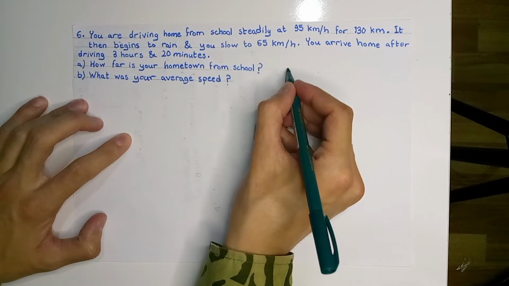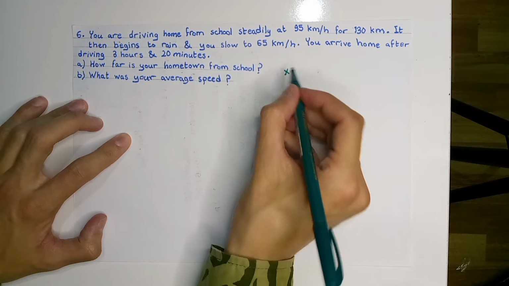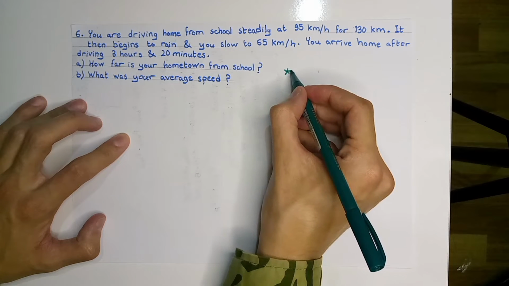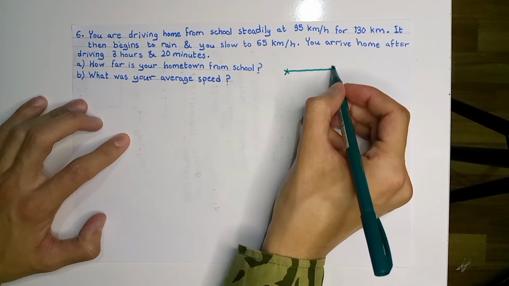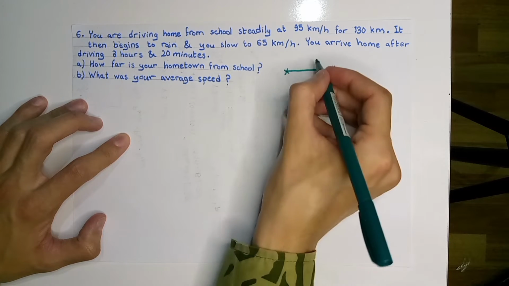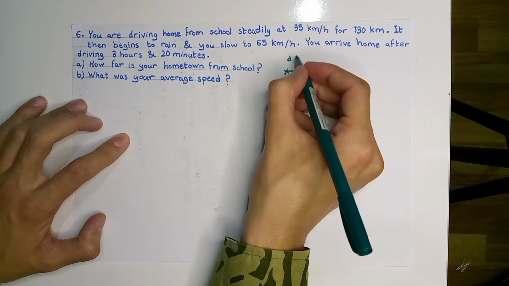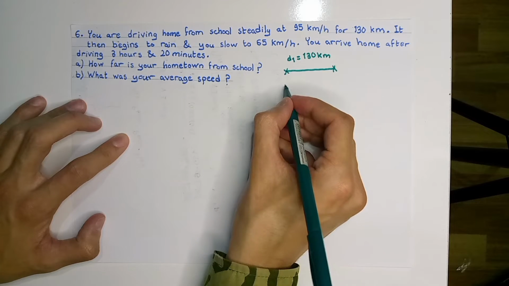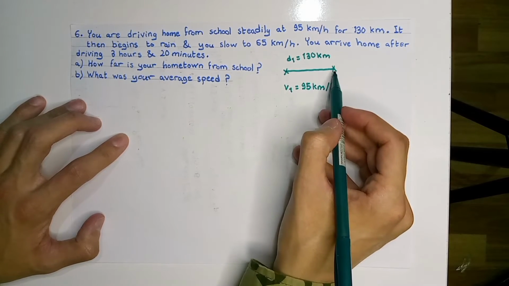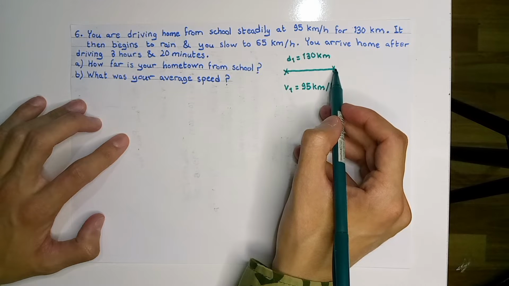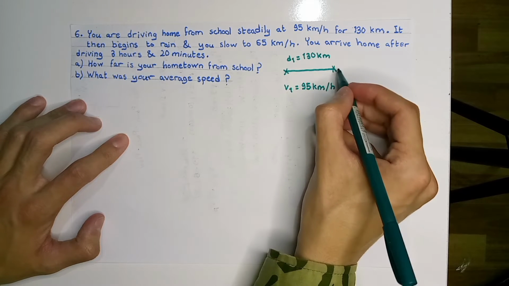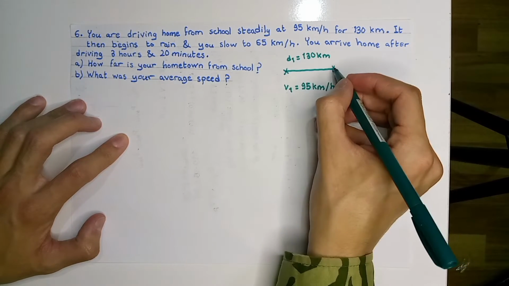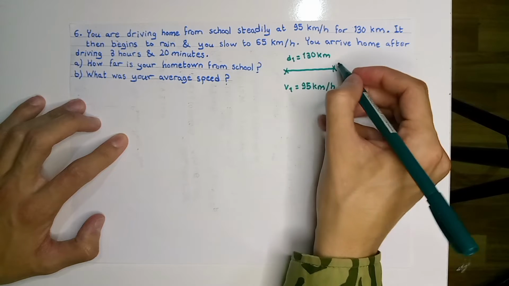Firstly, you are driving from home. Let's assume that the home is located at this point. We are driving until this point for the distance of 130 kilometers, and your speed was 95. Then at some moment, let's say at this point, it begins to rain and you slow down to 65 kilometers per hour.